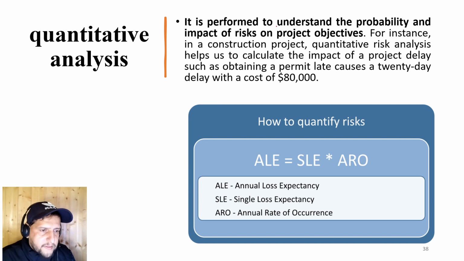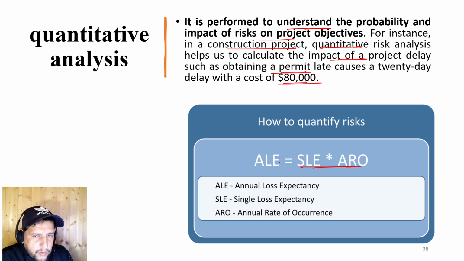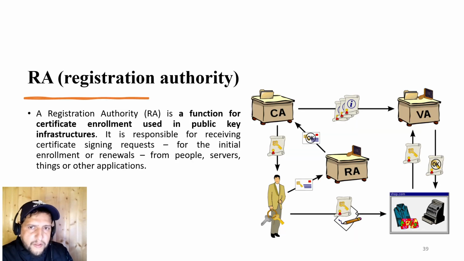Quantitative analysis is performed to understand the probability and impact of risk on a project objective. For instance, in a construction project, quantitative risk analysis helps to calculate the impact of a project delay, such as obtaining a permit late causes a 20-day delay with a cost of 80,000. So ALE is equal to SLE times ARO. So this is how you calculate the annual loss. It is dependent on the single loss expectancy and how many times it's going to happen within 1 year. So we already discussed this concept.